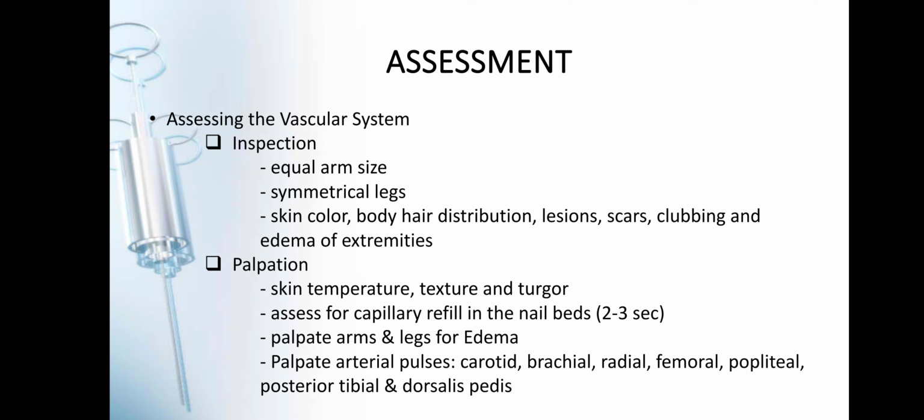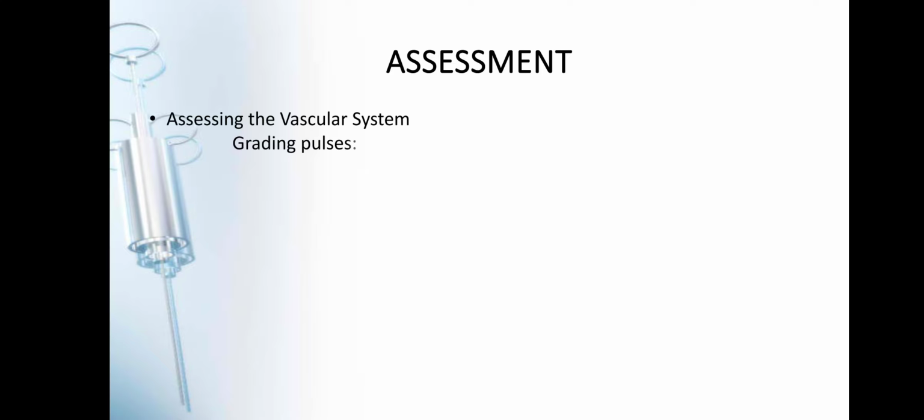So, palpate the arms and legs for edema. Palpate arterial pulses or yung ating mga pulse. If you can still remember, we have the carotid, the brachial, the radial, the femoral, popliteal, posterior tibial, dorsalis pedis. We have also ulnar pulse and also the apical pulse. So, grading pulses. Paano po natin i-grade yung ating pulses?